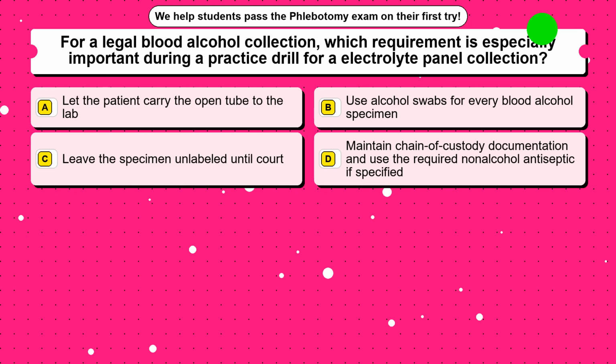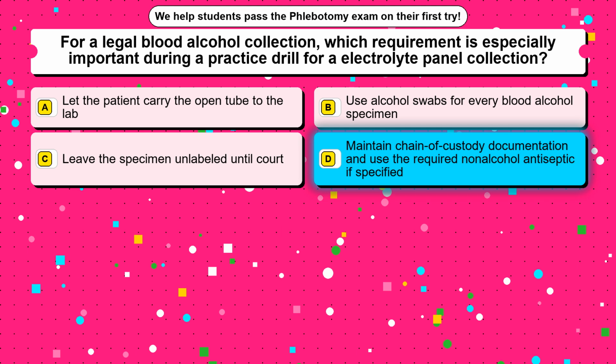Question 46. For a legal blood alcohol collection, which requirement is especially important during a practice drill for an electrolyte panel collection? Option A. Let the patient carry the open tube to the lab. Option B. Use alcohol swabs for every blood alcohol specimen. Option C. Leave the specimen unlabeled until court. Option D. Maintain chain of custody documentation and use the required non-alcohol antiseptic if specified.